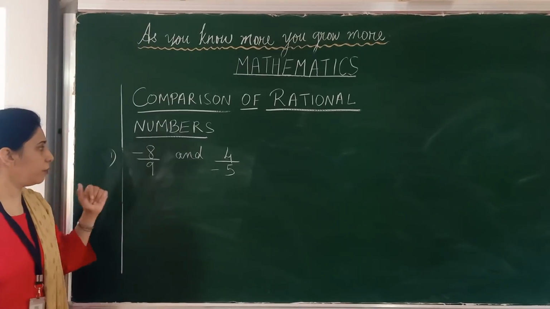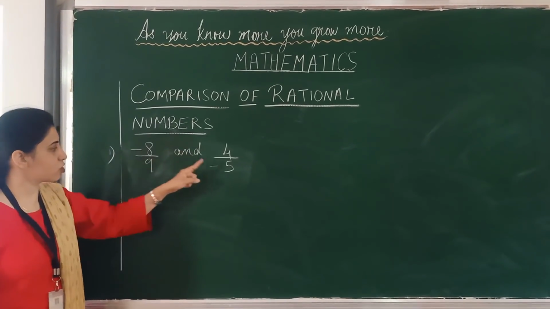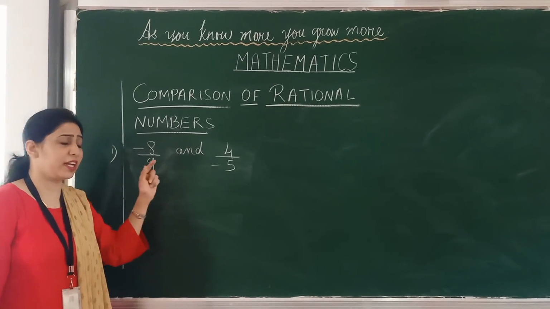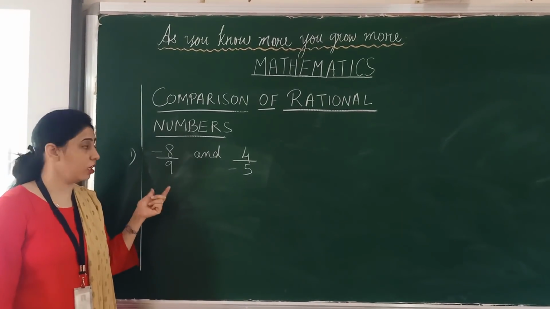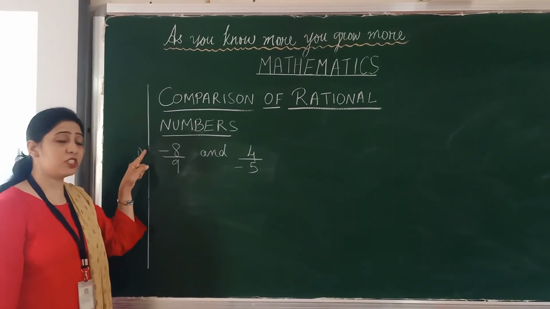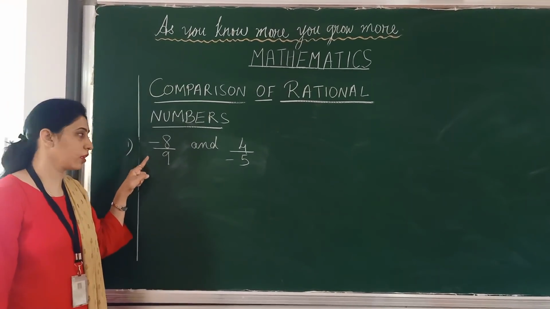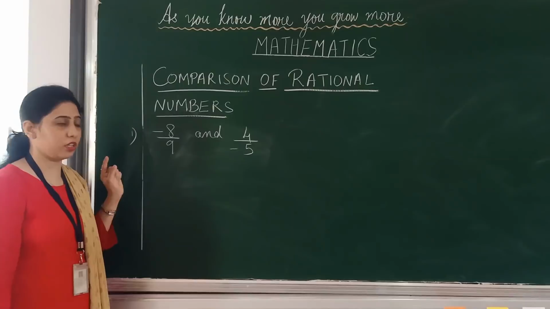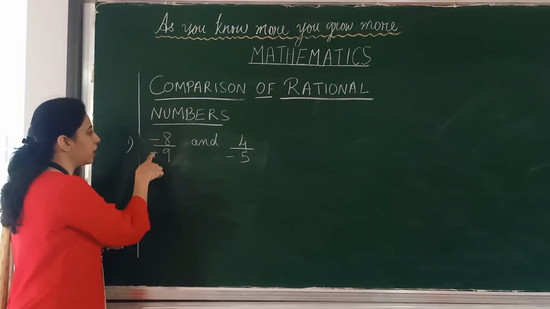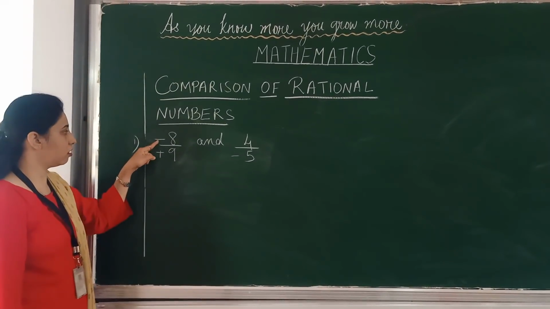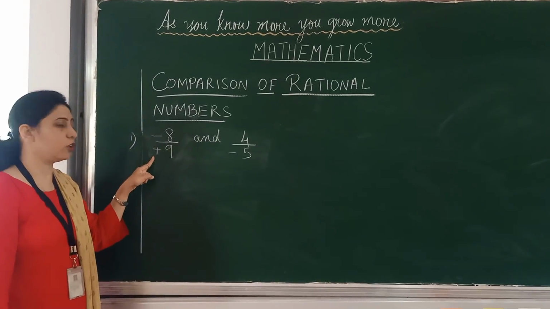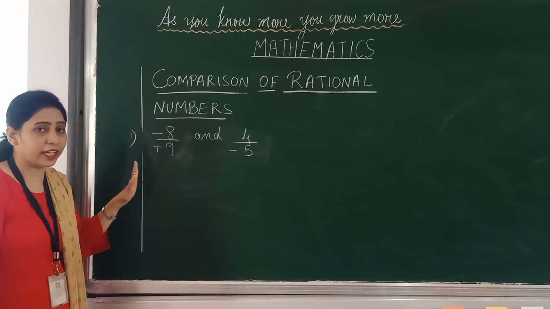Now just tell me, this is also a rational number, this is also a rational number. Just identify which is positive and negative. Can you tell me whether this is a positive rational number or a negative rational number? It is a negative rational number, because you can see there are two different signs. In the numerator it is a minus sign and in the denominator it is a plus sign. So this is a negative rational number.